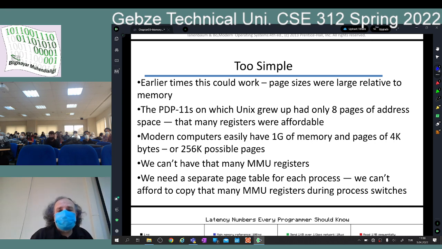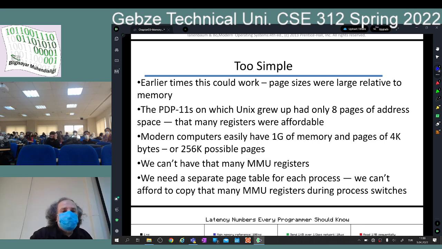But nowadays, if you have 1 gigabyte of memory and 4K byte pages, then inside this memory there are 256 kilo pages. That's going to be very, very large. You can't keep that kind of data in your MMU. That's too big. We have to do something about it.